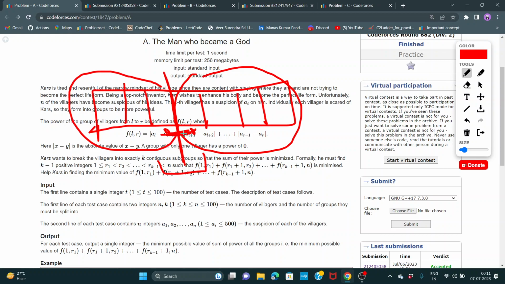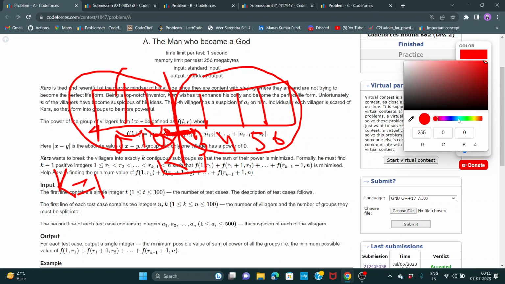So if the value of k is 1, then what will be my answer? If the value of k is 1, then I have to add all these differences: 0, 1, 2, 3, 4, 5, and 6. Let me change the color, it will look better.